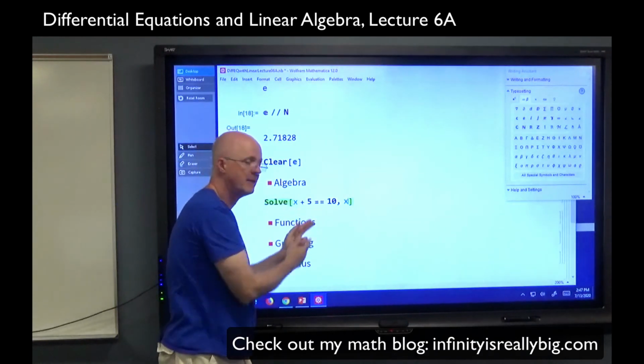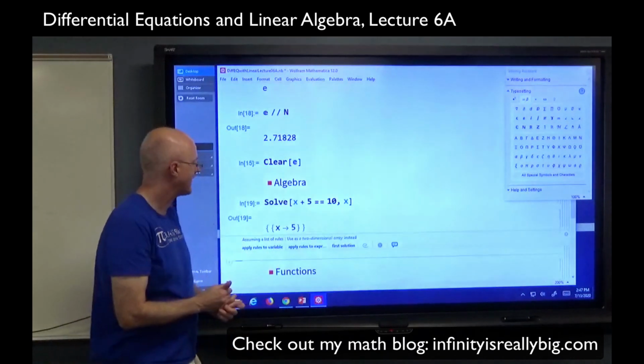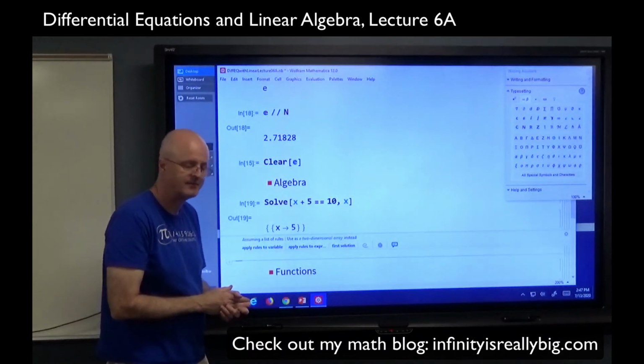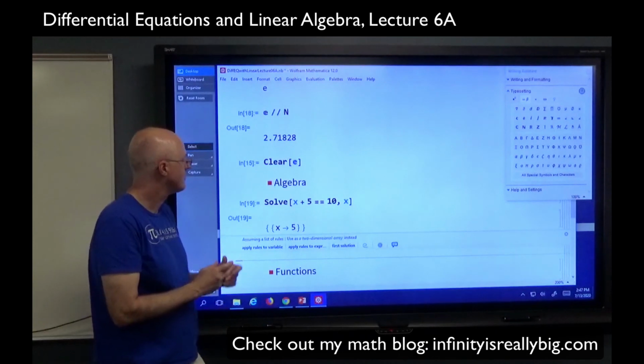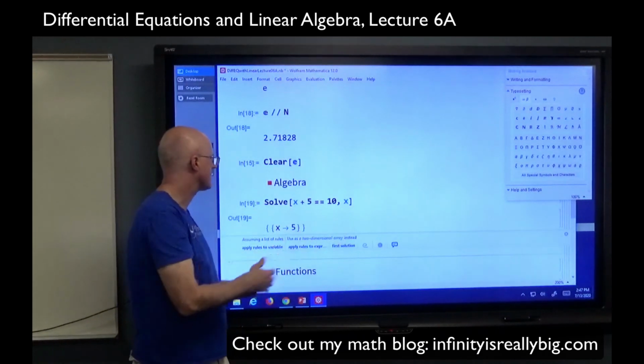Both of these things, separated by a comma, are inputs for the solve function to give me this output. X arrow 5 means the answer is x is 5. Okay? So subtleties to pay attention to: double equal signs, comma, square brackets that need to close each other off.